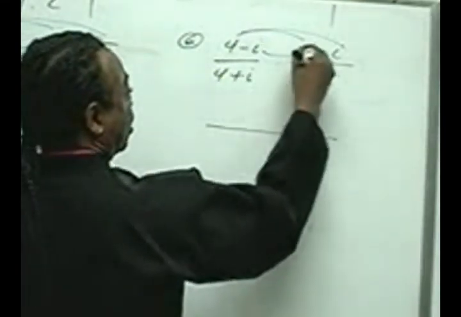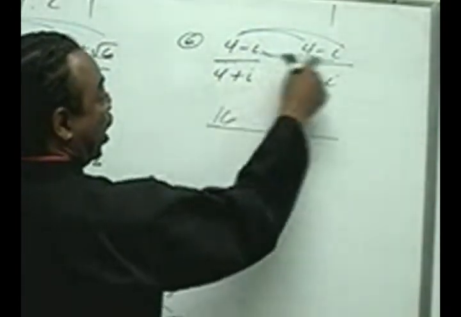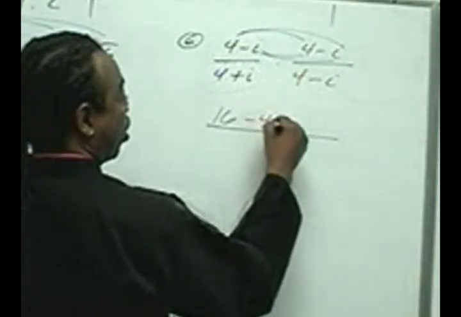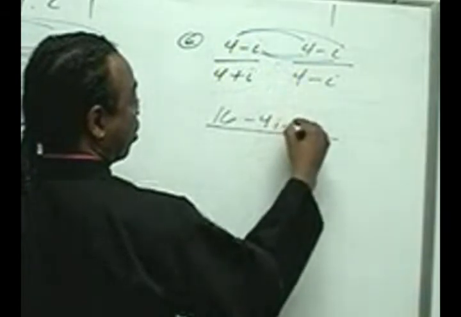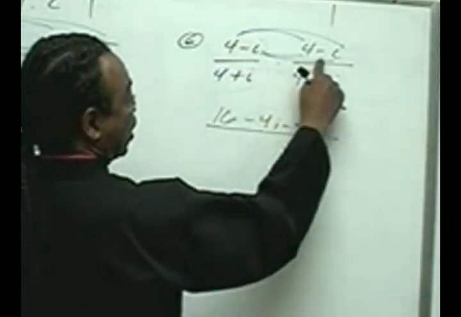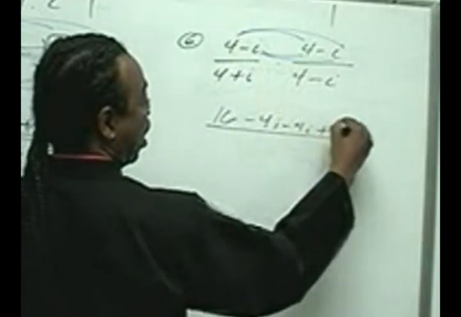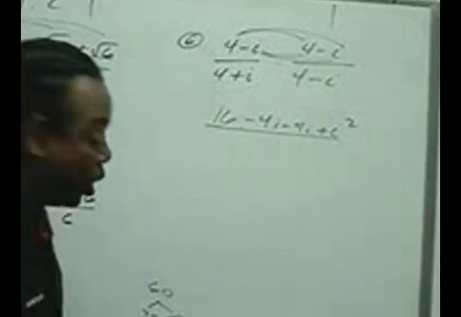First, outside, inside, last. First, we have 4 times 4 is 16. Outside, we have negative 4i. Inside, negative i times 4 is negative 4i. And last, we have negative i times negative i, which is positive i squared. Okay, now we're going to FOIL the denominator.